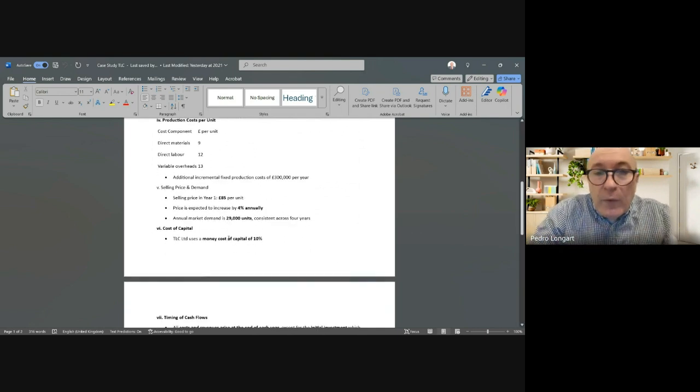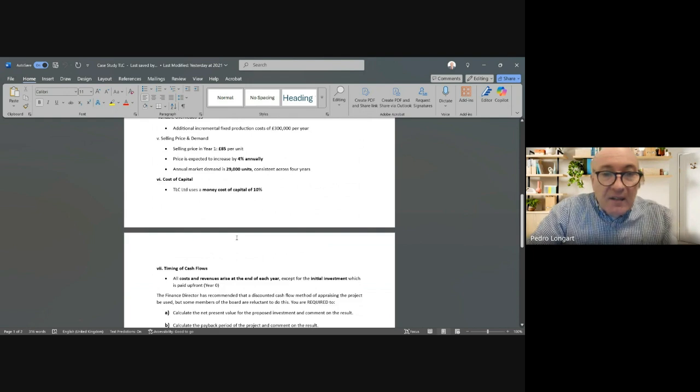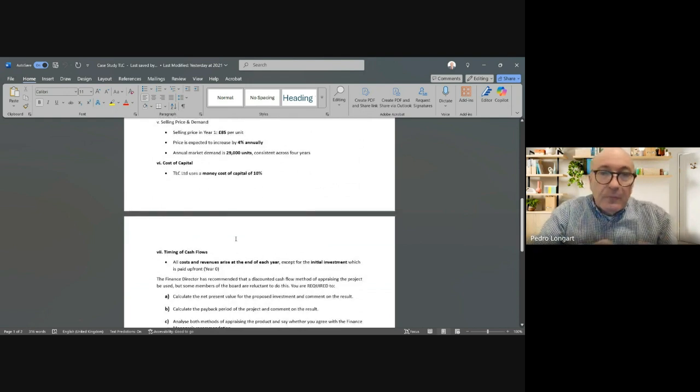Another thing that we need to consider is the money's cost of capital of 10%. You always have to consider the time value of money. That means $1 today is not the same as $1 tomorrow. $1 tomorrow is normally less, because you could have put that money as savings and get a little bit of return. So this is an important number here: the cost of capital is 10%.